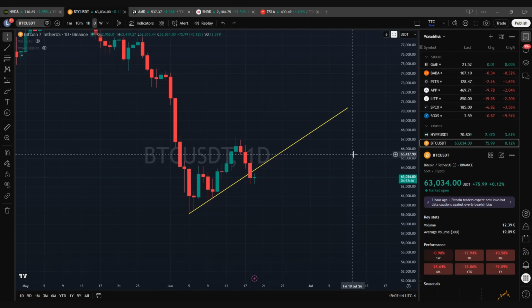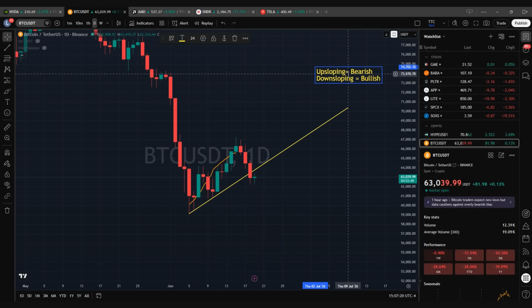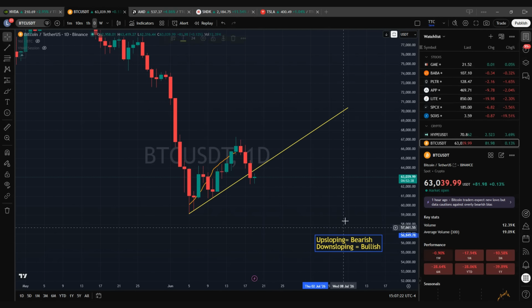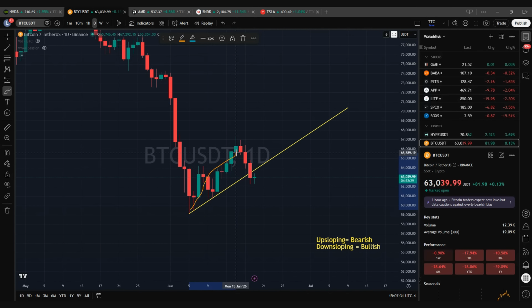We can see Bitcoin pushing up. And what do we know about this? I'm just going to keep this here for our cheat sheet. Upsloping is bearish, guys. Upsloping is bearish. So what are we seeing here? A nice move up along this trend line, a close below. And what are we doing now? What are we doing this weekend, guys? This is the retrace.